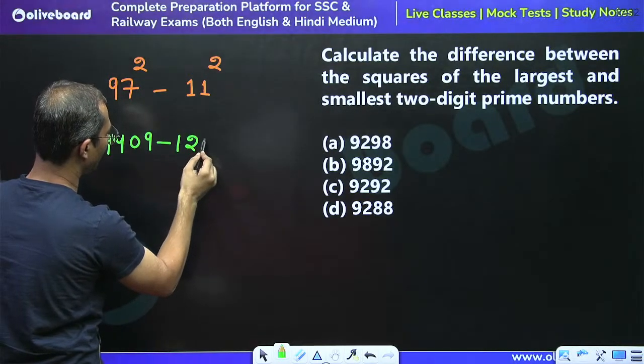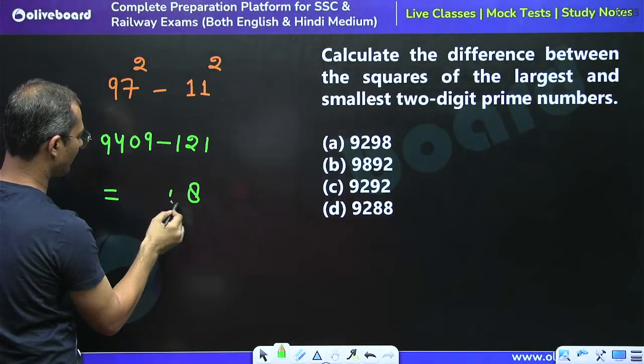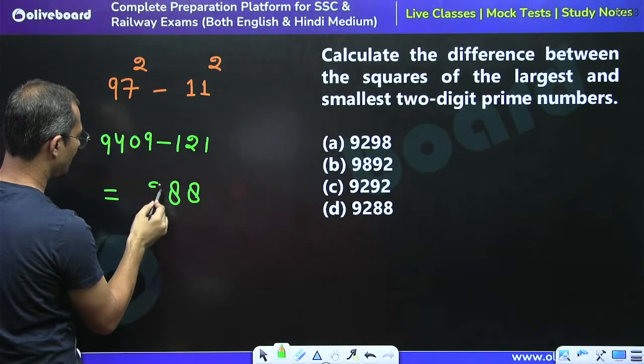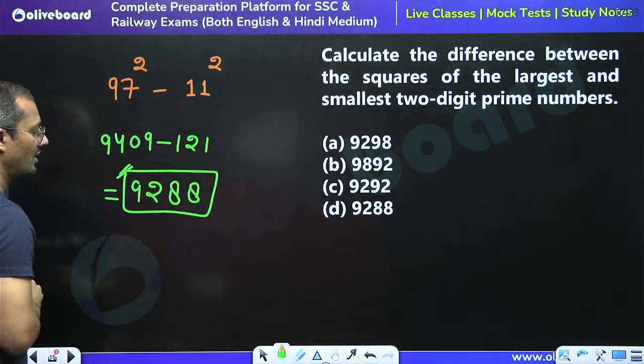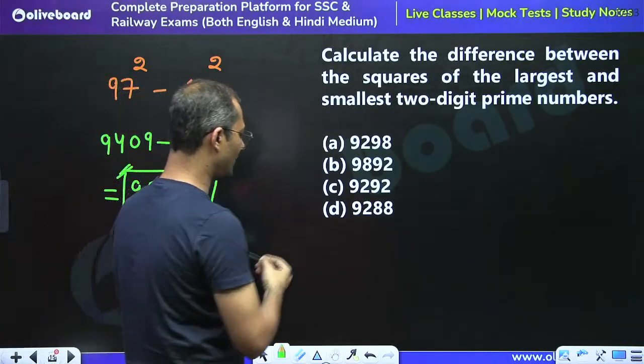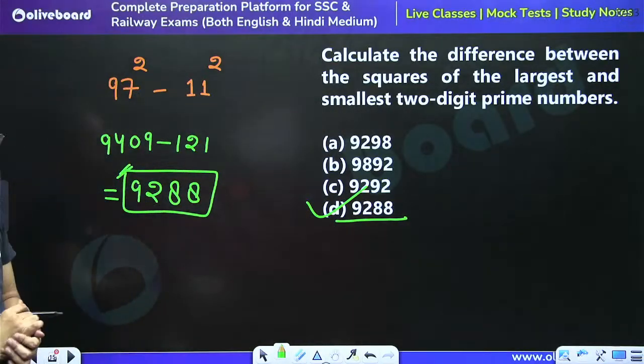Subtracting 121, right? So how much are we getting? 8. 10 minus 2, 8 and 3. So 9288 is the right answer. Very much simple. 9288 is the right answer. Very, very easy question. So D part is the right answer. Yes, is this clear?